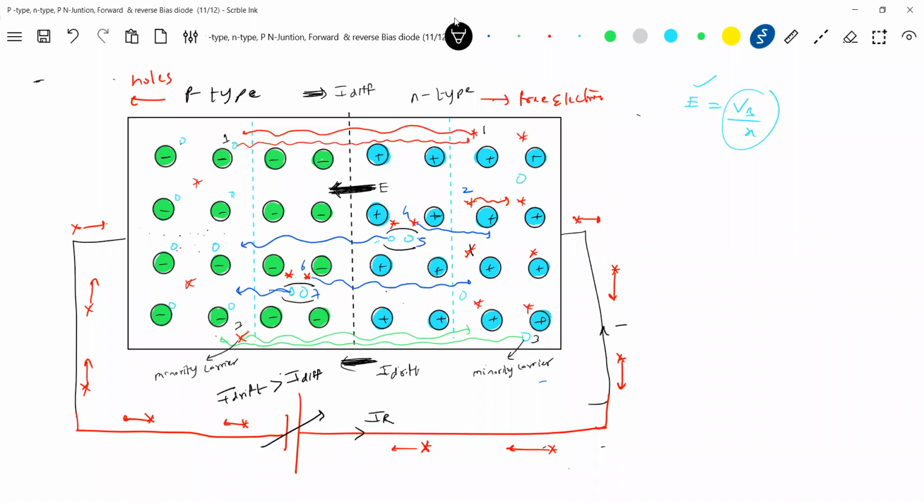This is called a minority carrier current. This is purely due to drift. The drift will be greater than the diffusion here.